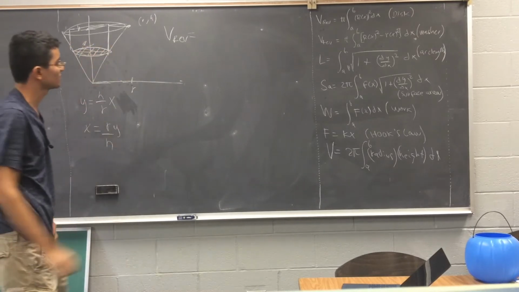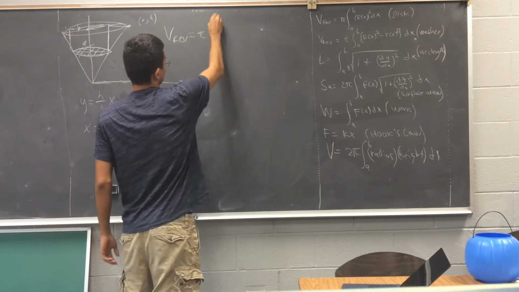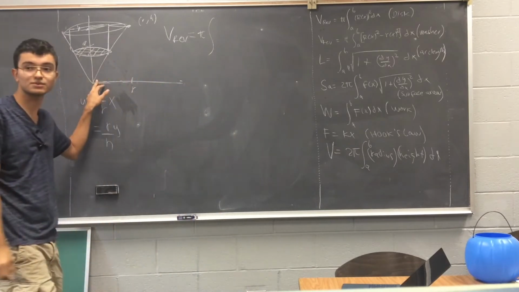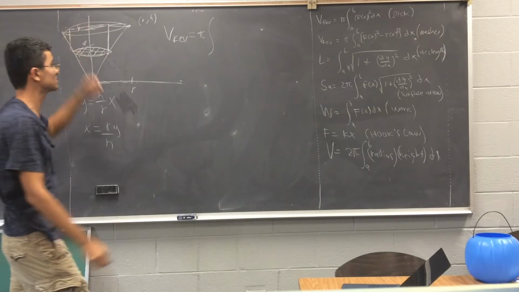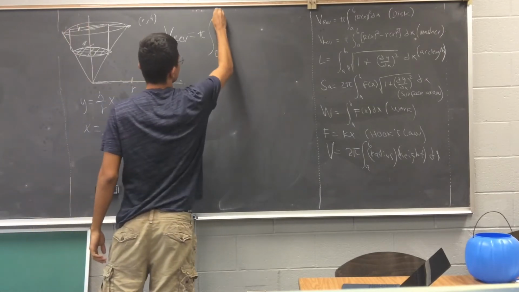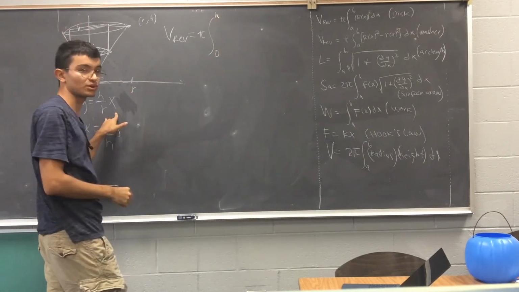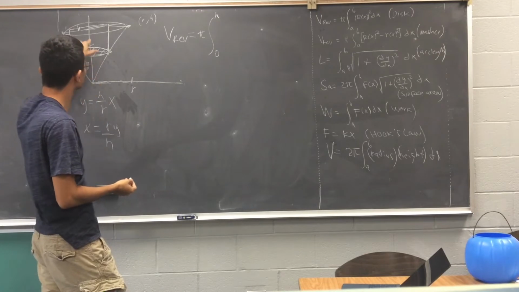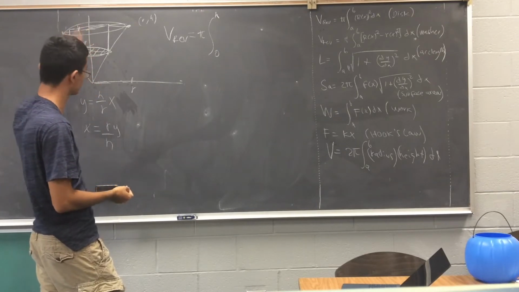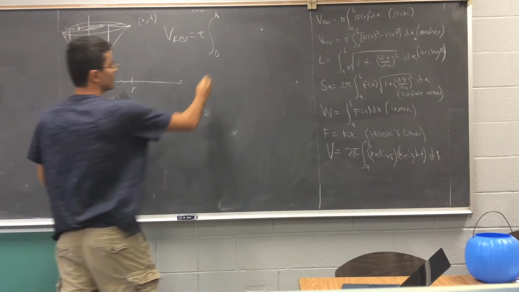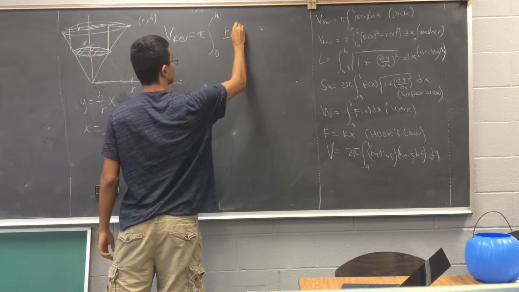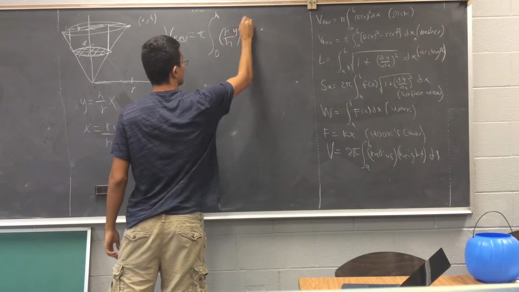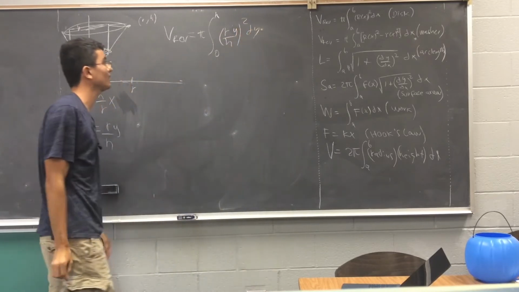Okay, so that's going to give us pi times the integral. And in this case, we're integrating in terms of y, so that's going to be from 0 to the height h. So it's going to be from 0 to h of the radius squared, pi r squared. We're adding up all the disks from 0 to h. And that's going to be r y over h squared dy. Okay?